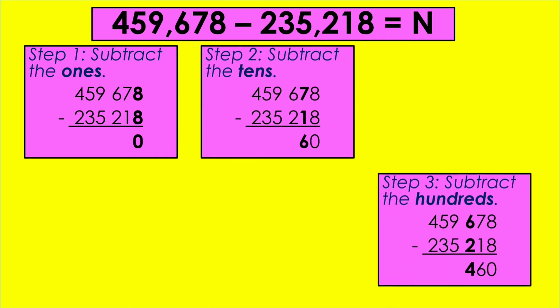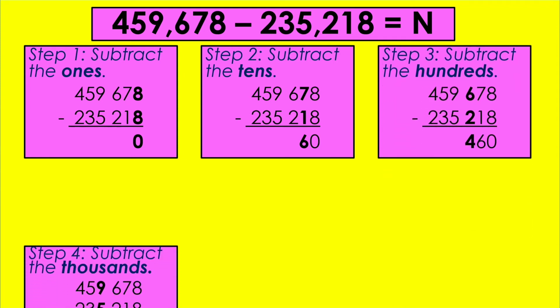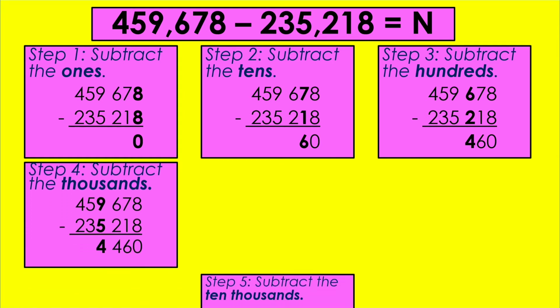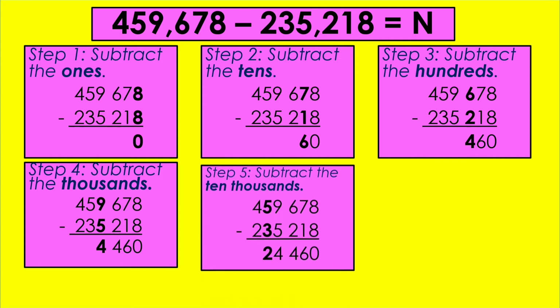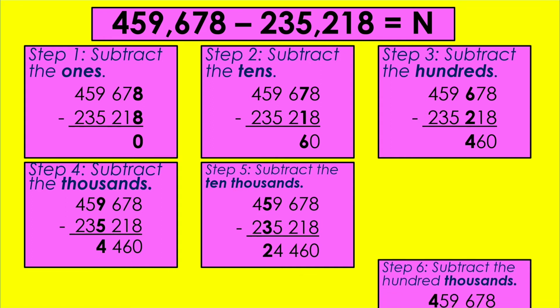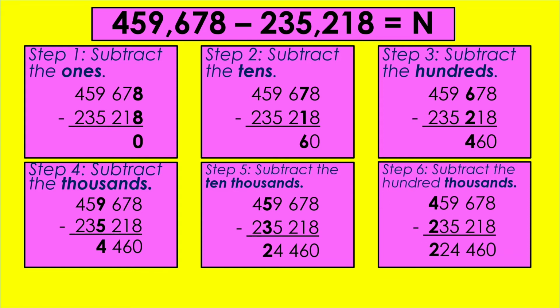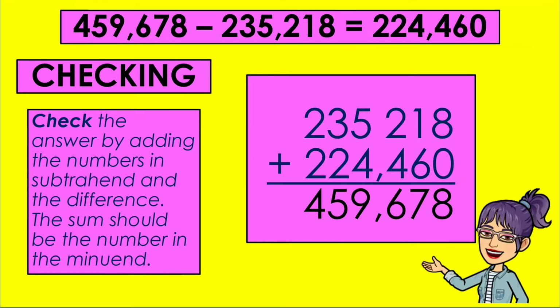Then align 6 to the tens digits. Then we subtract the hundreds. We have 6 minus 2 is 4. Then thousands. 9 minus 5 is 4. Then 10,000s. 5 minus 3 is equal to 2. Then we have the 100,000s. So 4 minus 2 is equal to 2. And so the answer is 224,460.